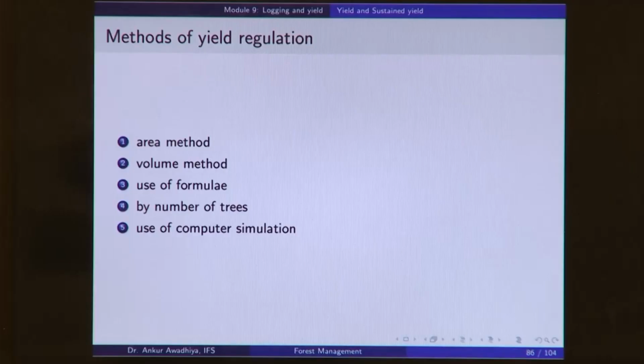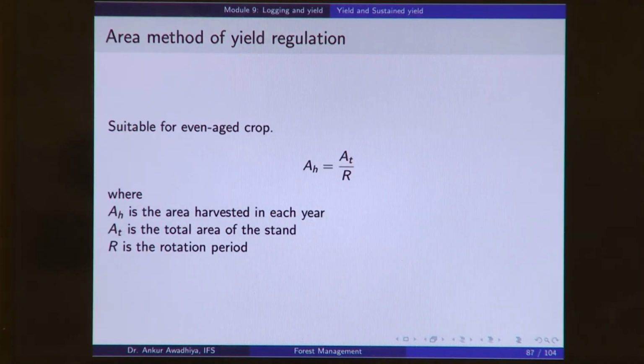Now, to solve this problem, these methods were developed. So, we have the area method, volume method, use of formulae, by number of trees, and these days we also make use of computer simulation. So, what do these methods talk about? Let us begin with the area method of yield regulation.